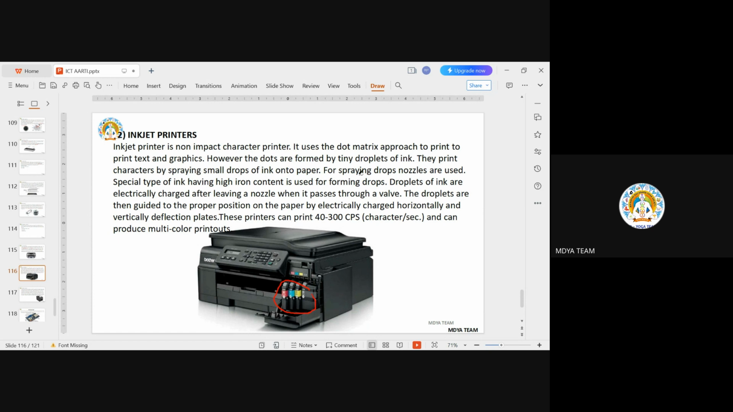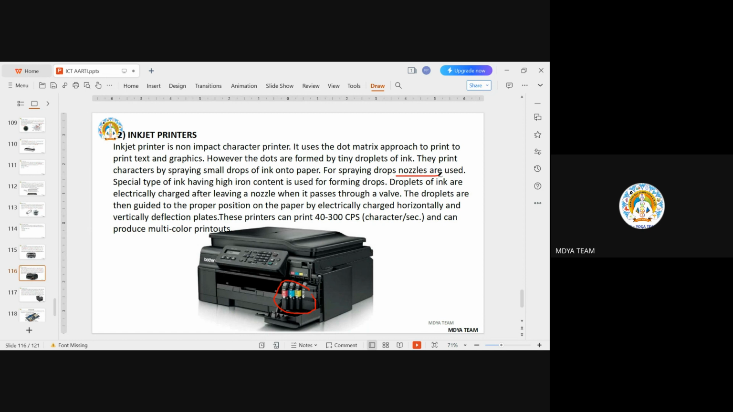For spraying the drops on the paper, we use nozzles. There are nozzles present in the inkjet printers to print the text or image. A special type of ink having high iron content is used for forming drops. Droplets of ink are electrically charged after leaving a nozzle.